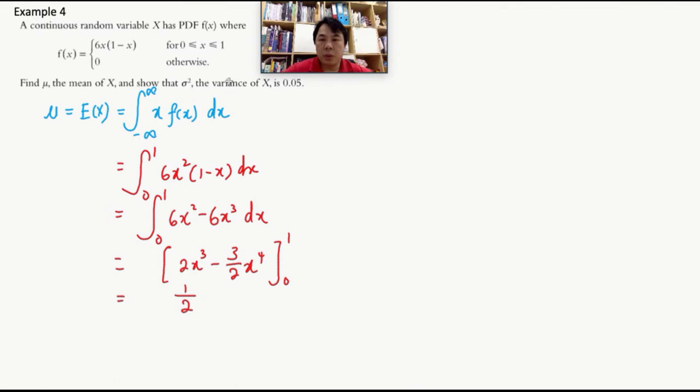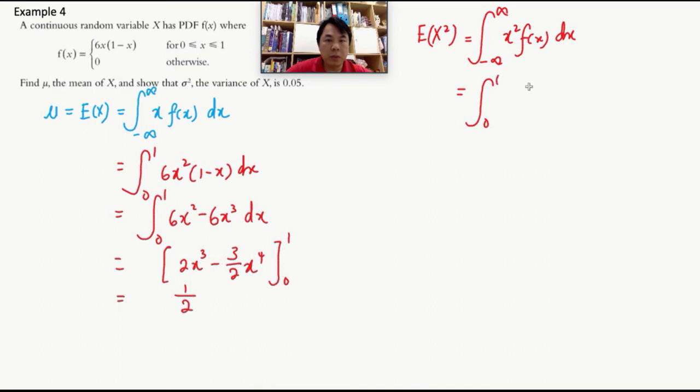Now next, before we can obtain the variance itself, maybe it's best if we work out the expected value of x squared, which is given as the integral of x squared f(x) dx from negative infinity to infinity. Now again, we're going to follow the boundaries here, 0 to 1, and then there will be 6x cubed, 1 minus x dx. And then there will be 6x cubed, 6x to the 4 there. Yeah.